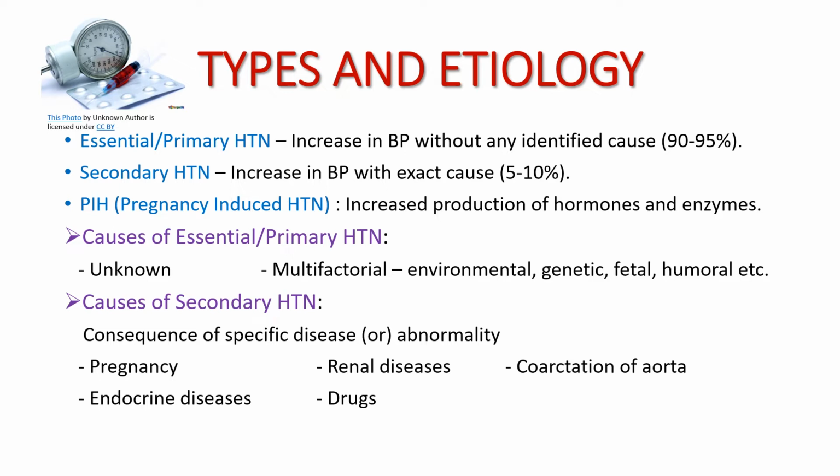The cause of primary hypertension is unknown, but it could be due to multifactorial reasons, which include environmental factors like obesity and alcoholism, and other factors like genetic factors, and humoral factors, which include the autonomic nervous system and the renin-angiotensin system. While in secondary hypertension, the blood pressure is elevated, but we know the exact cause behind it. It can be seen in 5 to 10% of the total number of hypertensive cases.